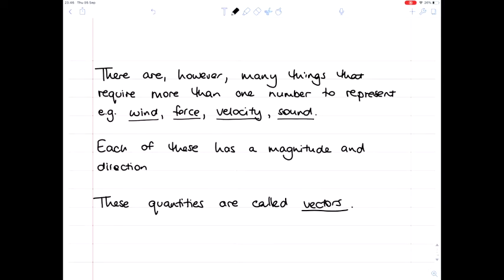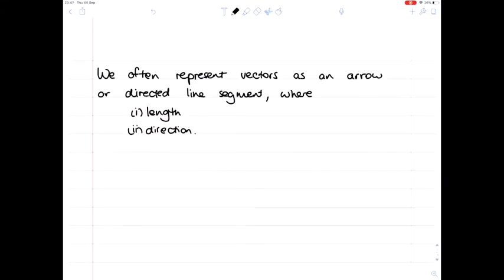So each of these things has a magnitude and a direction, and if a quantity has a magnitude and a direction, we call it a vector. So scalars only have one number that describes them, but vectors have a magnitude and a direction. We'll often represent vectors as an arrow or a directed line segment, where the direction is given by the direction of the arrow and the length tells us about the magnitude.